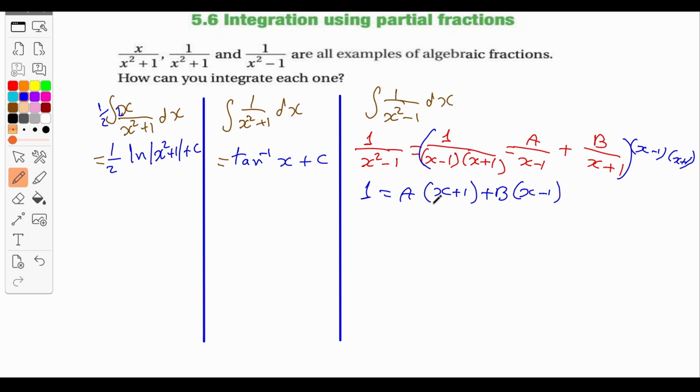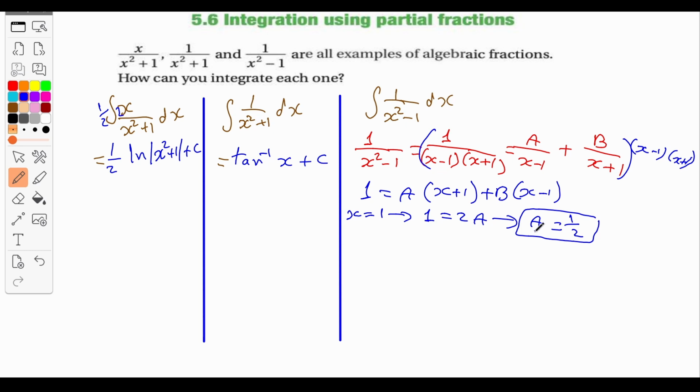Now we need to find the values of a and b, as I said before. We need to get rid of b by putting x is 1, because if x is 1, 1 minus 1 will be 0, times b it will be 0. So if x equals 1, the left hand side will be 1 equals 1 plus 1 is 2, multiplied by a, it's 2a. And this quantity will be 0. So the value of a, divided by 2, will be half. This is the value of a.